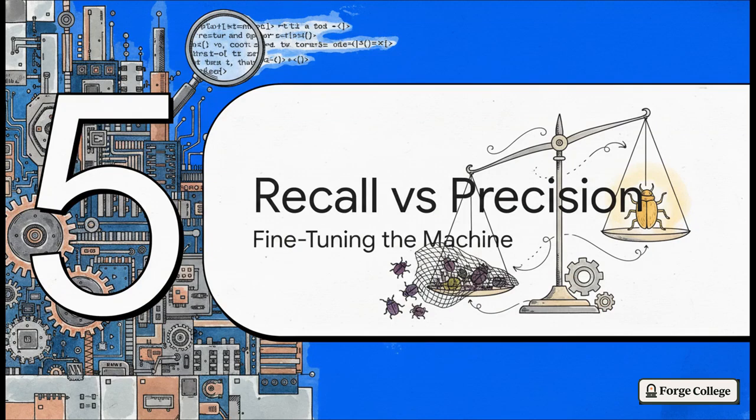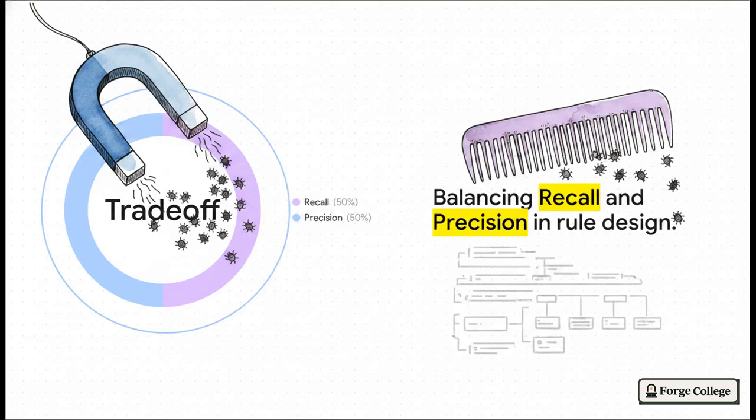And that leads us perfectly into our final conceptual section today. Section 5, recall versus precision. It's time to fine-tune the machine. Literally, every single design decision you make when authoring a rule comes down to a trade-off. On one hand, you have recall. That's making sure your giant magnet catches absolutely every potential instance of the bug.